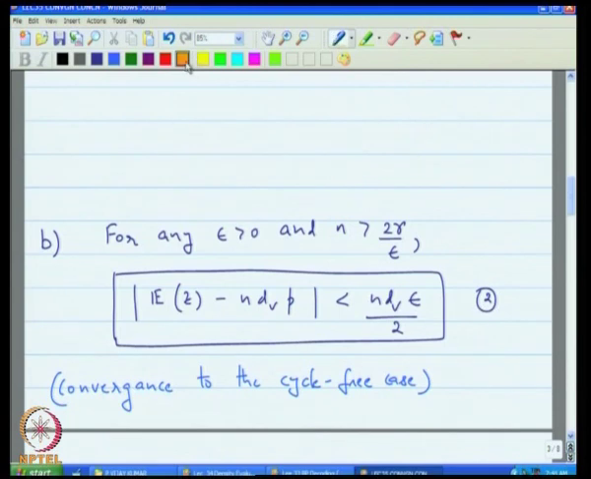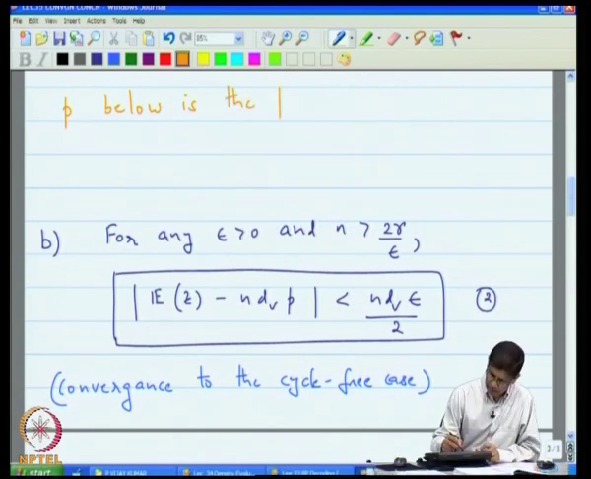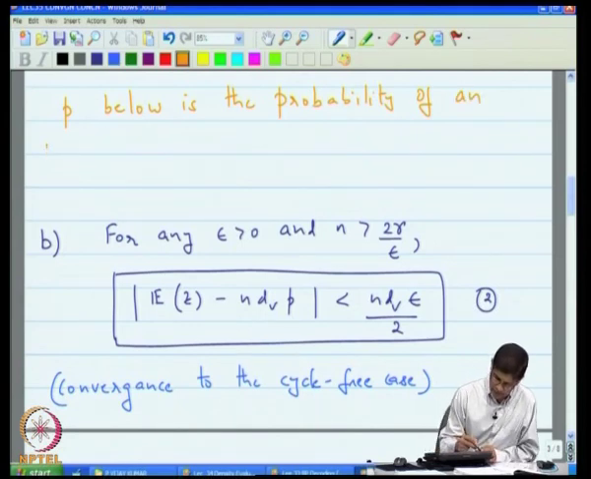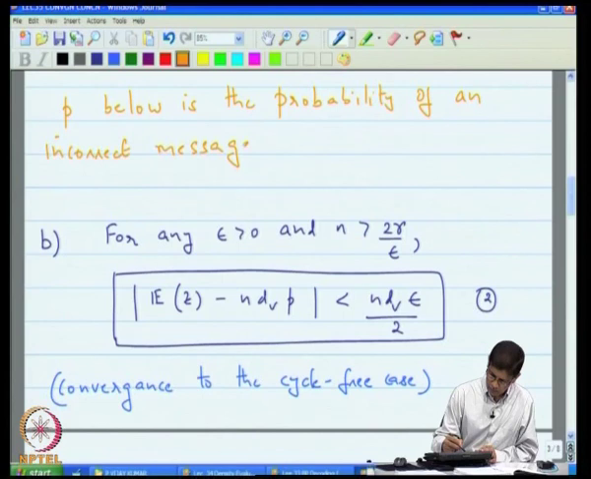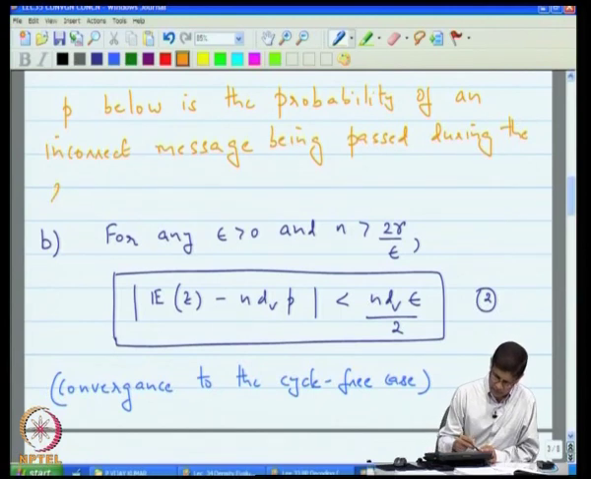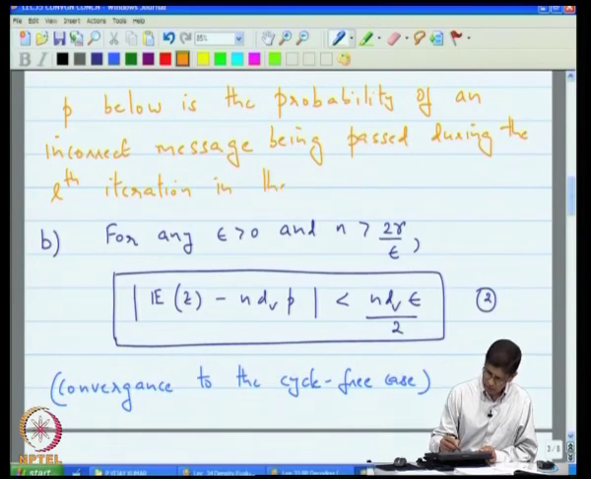So I just want to mention here that p below is the probability of an incorrect message being passed during the lth iteration in the tree-like case.